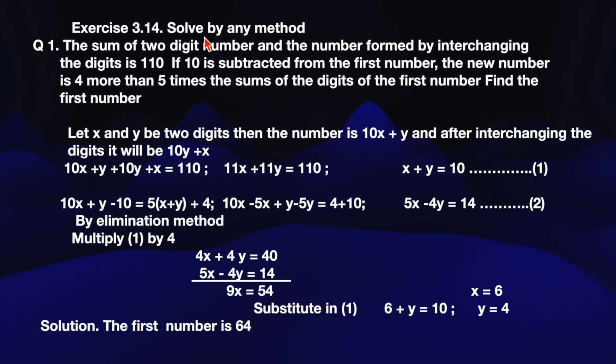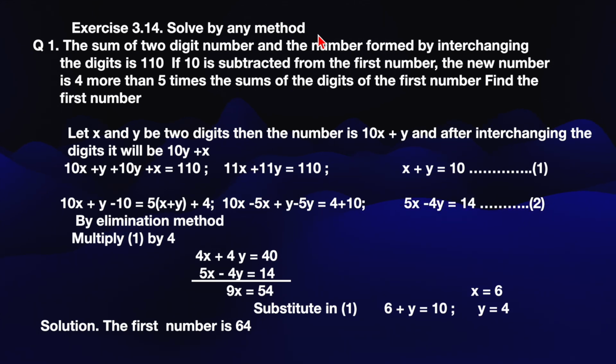Exercise 3.14, solved by any method. So here in this exercise, which is the last exercise of the chapter, there are problem sums, and they are linear equations, and to solve them we can use any method. We know there are four methods to do linear equations. The first one is the graph method, second one is substitution, third one is elimination, fourth one is cross multiplication. We did the previous 4 exercises on these 4 types of methods. We can use any method, whatever is comfortable, whatever is easy.